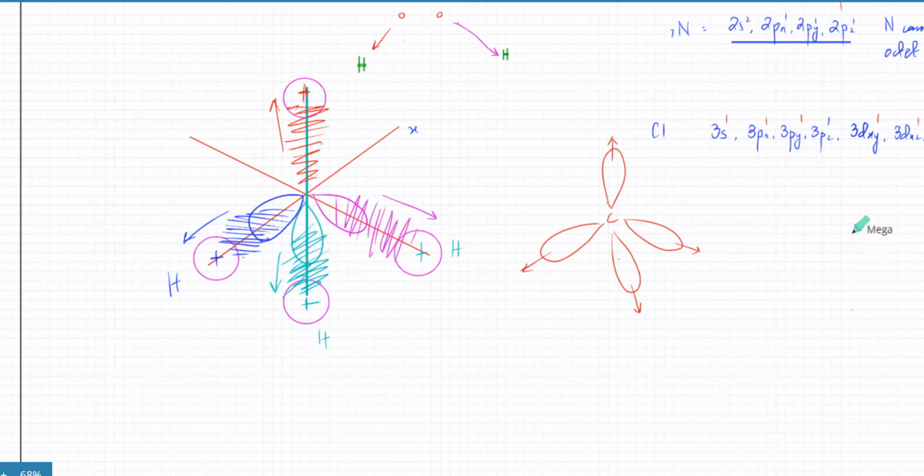Right? So the electrons are kind of, yes, Hamza. So what would be the resulting orbital shape? Do you need to know that? Yeah, you need to know that. This is the resulting orbital shape.